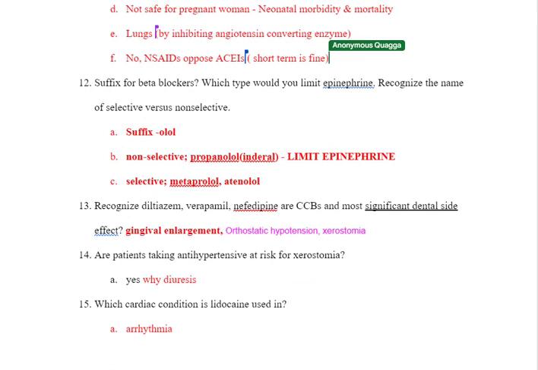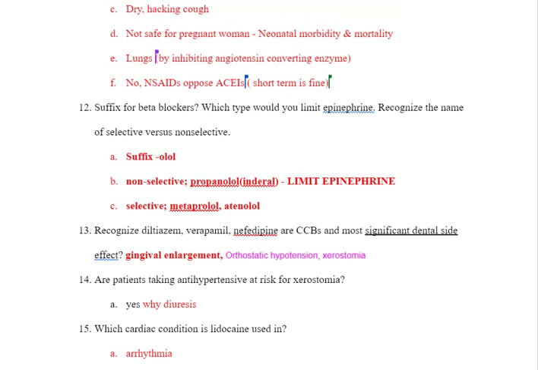All right. Suffix for beta blockers, alol. Which type would you limit? Epinephrine, the non-selective, and recognize the name of selective versus non-selective. Good. Most significant dental side effect of the calcium channel blockers is gingival enlargement. That's the most significant.